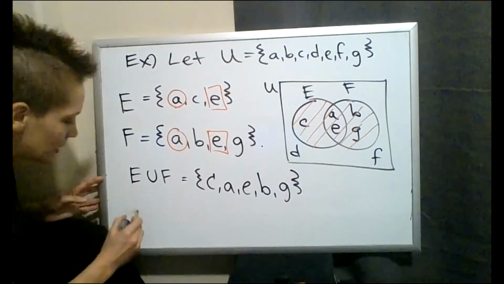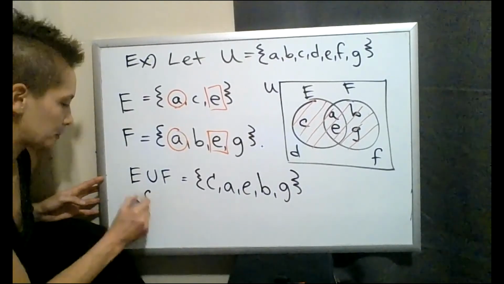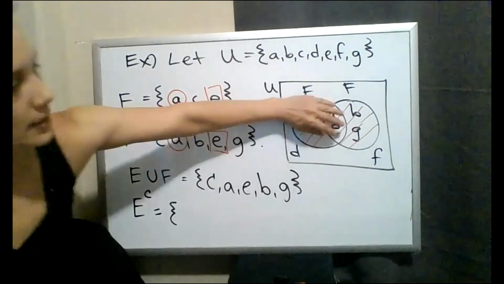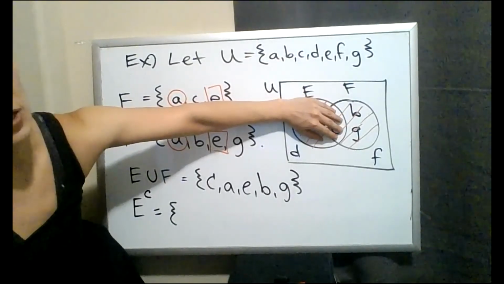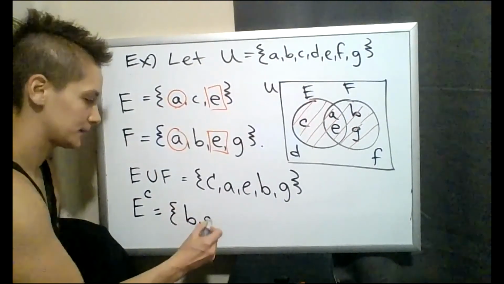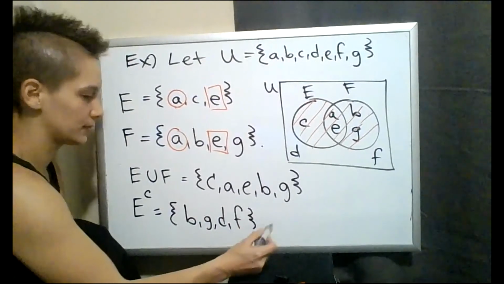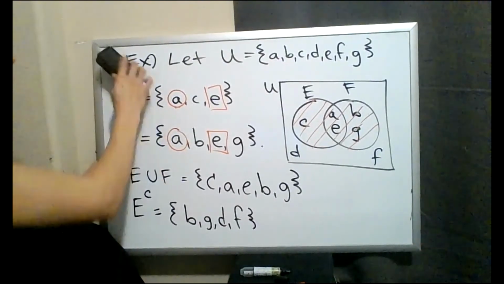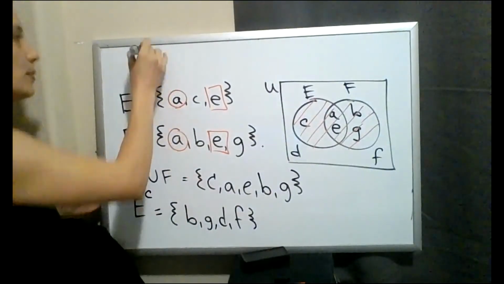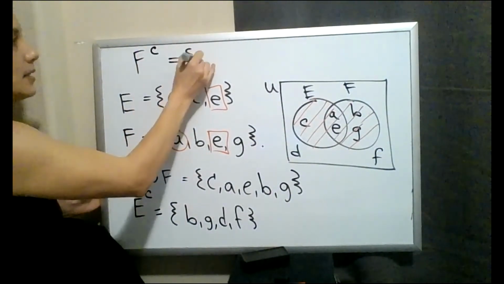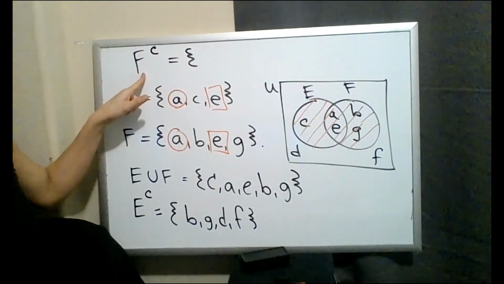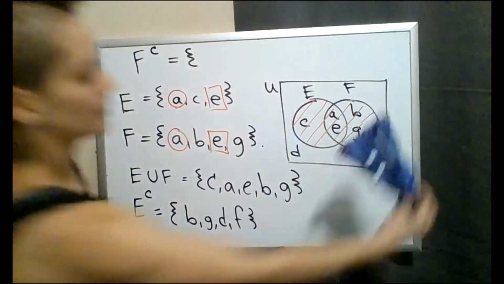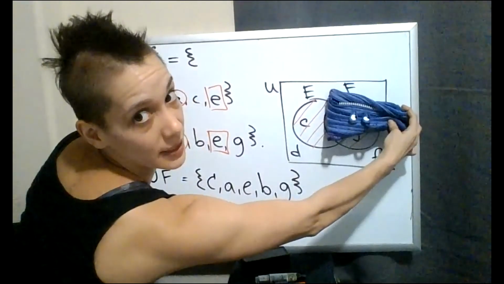E complement is E with a superscript C. It's the set not E, so not these elements, but you do need B, G, D, F. And let's talk about the complement of F, which is F superscript C, and it's everything that's not in that set F. So cover up your set, and then what's left is C, D, F.